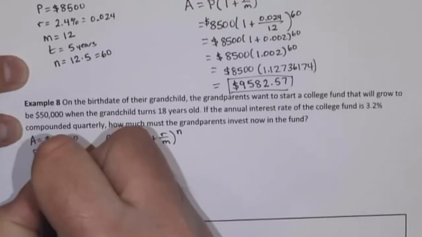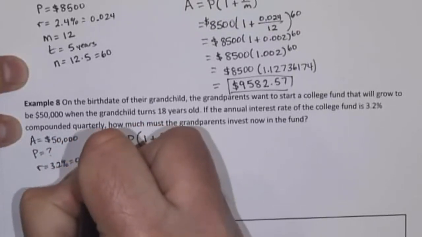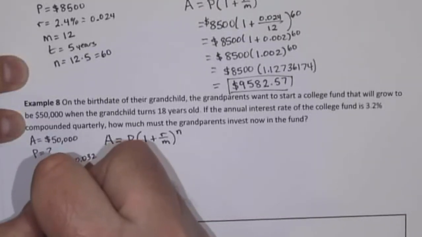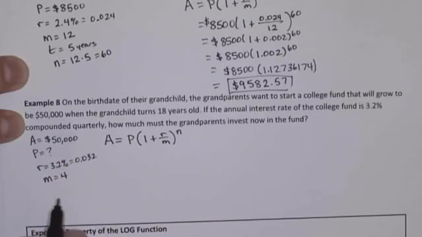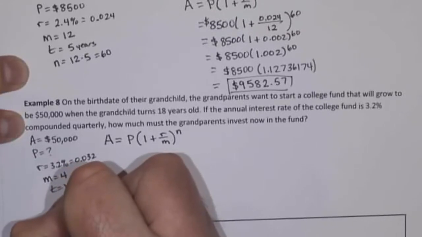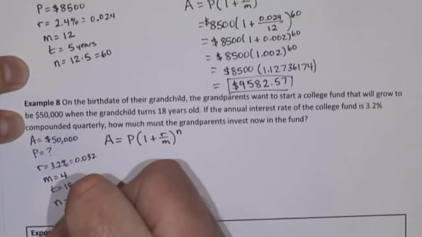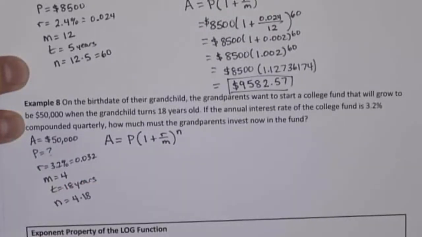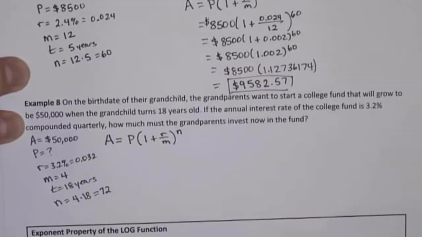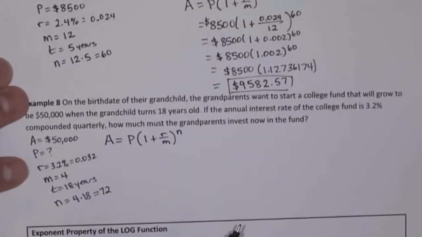Now we know our interest rate. Our interest rate is 3.2%, or 0.032. We know that we are going to be compounding quarterly, so M is going to be 4. Quarterly means 4 times per year. We're going to have the money invested for 18 years, and so that means N, the number of calculations, is going to be 4 times 18. 4 times 18 is 72. So we'd have 72 different computations that we would have to do if we did it like we did examples 5 and 6, which of course we don't want to do.